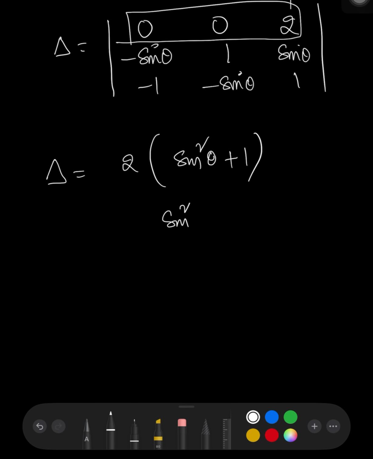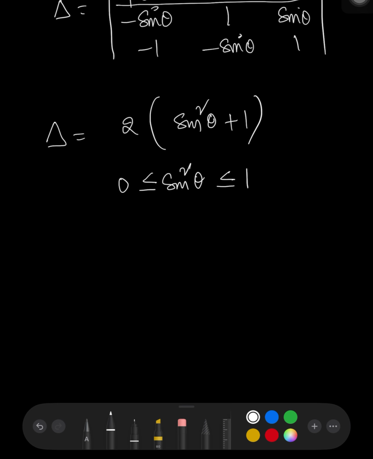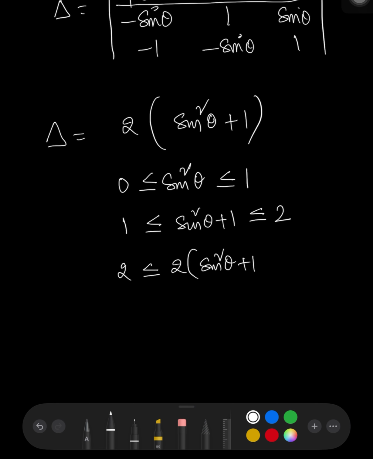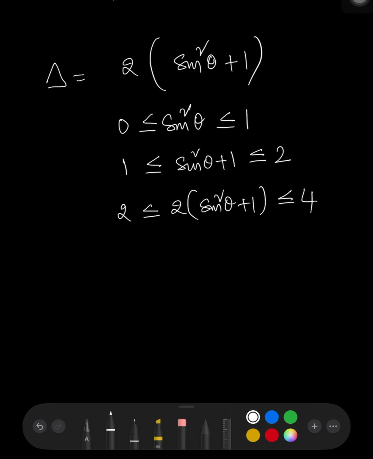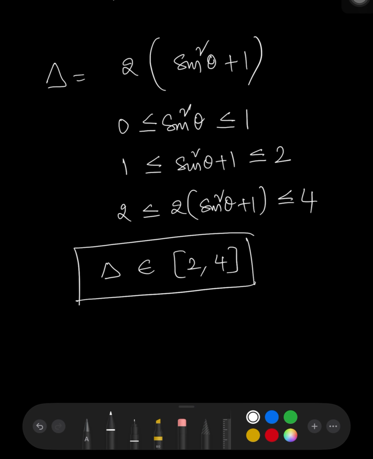Now we need to find the range of this delta. Clearly we know that sin square theta always ranges from 0 to 1, because sin theta ranges from minus 1 to 1. So sin square theta plus 1 ranges from 1 to 2, and if you multiply with 2, 2 is less than or equal to 2 times sin square theta plus 1, which is less than or equal to 4. So clearly delta ranges over the closed interval 2 to 4. This type of question they will ask very regularly.